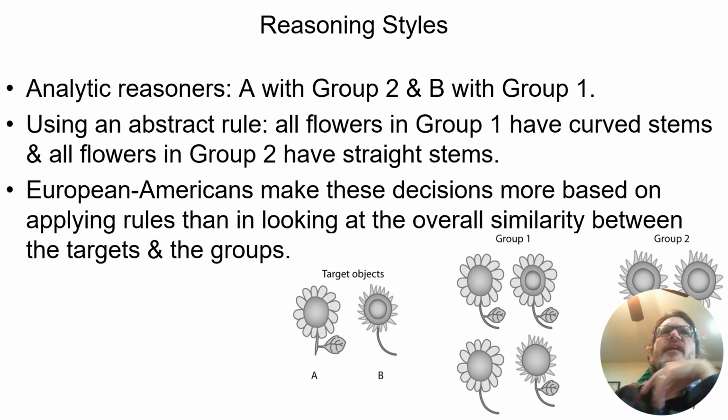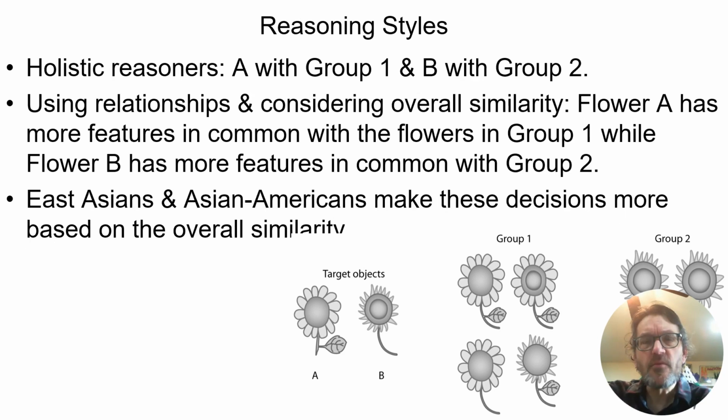And so an analytic reasoner says that A goes with group two and B goes with group one. The logic is that the only characteristic that completely describes group one is a curved stem, and the only thing that completely describes group two is a straight stem. Therefore, because that is the only defining characteristic, that must be the one by which it should be categorized. East Asian, more holistic thinkers are going to say, well, that's true, the curved stem is the only defining feature.